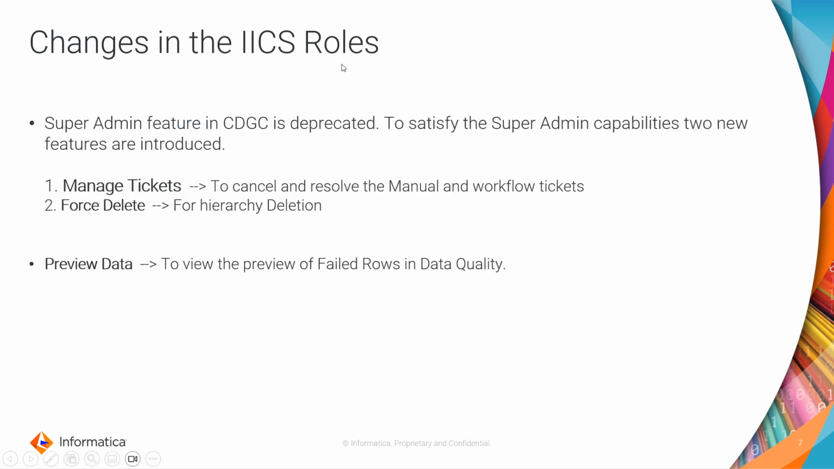Coming to the changes in the IICS role, the super admin feature in CDGC is deprecated. To satisfy the super admin capabilities, 2 new features are introduced: manage tickets, which is used to cancel and resolve manual and workflow tickets; and force delete, which is used for hierarchy deletion. To view preview of failed rows in data quality, the preview data feature can be used.